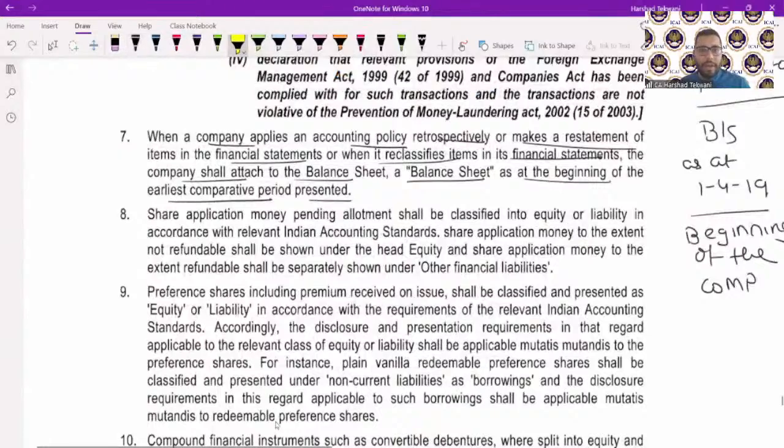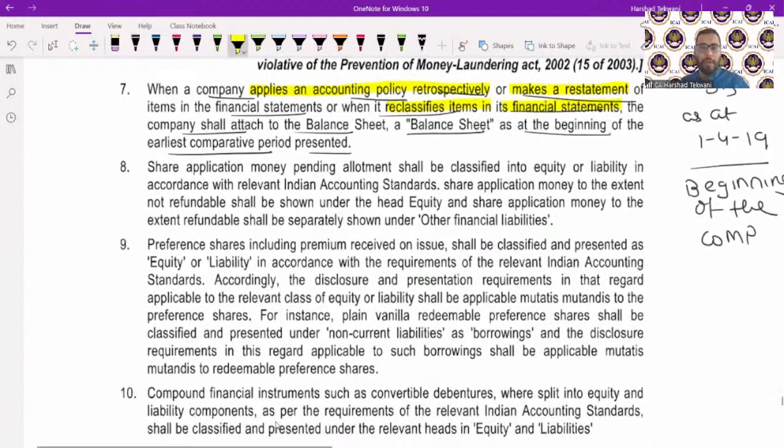So the words used here are: applies an accounting policy retrospectively, makes a restatement in the financial statements, or reclassifies items in the financial statements. Clear? Okay.